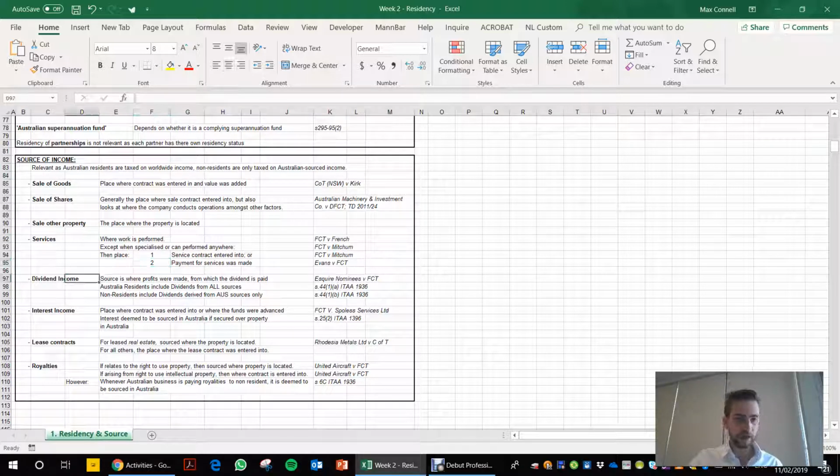Dividend income: that's where the profits were made from which the dividend is paid. For example, for a mining company paying out a dividend, it will be where they've mined the ore. Interest income: where the contract was entered into or where the funds were advanced. Lease contracts: where the property is located, very similar to the one up here. However, in the exception where it's not for leased real estate, for example, the lease of equipment, it's where the lease contract was entered into. And the last one, royalty. If the right relates to the use of property, then it's where the property is located, similar to the other property questions. Or if it's the right to use intellectual property, it's where the contract is entered into. So you can see this theme between physical goods like property and also digital or intellectual properties, which can't be allocated to a specific physical spot in the world. It's usually where the contract relates to.